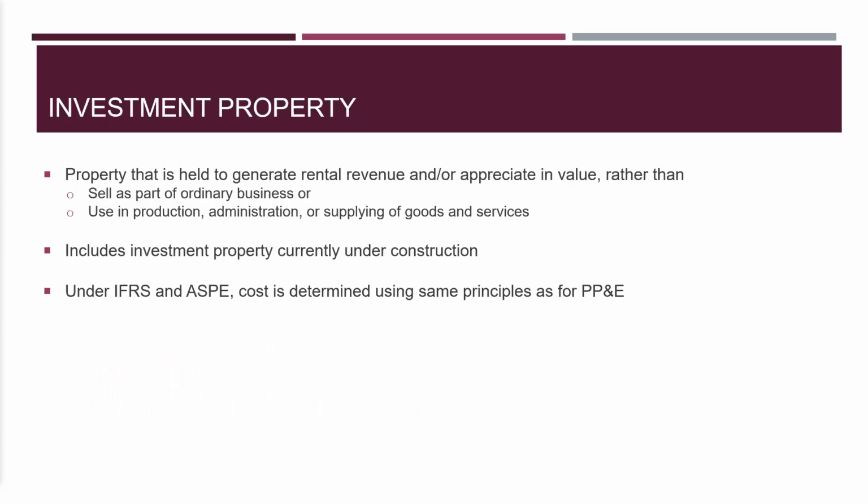Lastly, we are talking about the investment properties here. Investment property is a property that is held to generate rental income. And for the investment property, we get to include the asset that is currently under construction. The standards under IFRS and ASPE are pretty much the same when we are looking at the treatment of investment property.